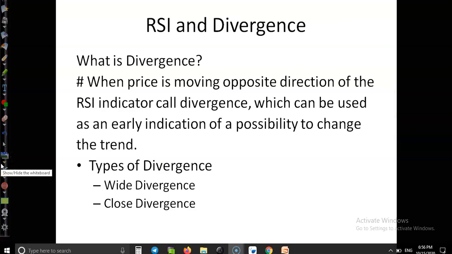RSI and divergence. What is divergence? When price is moving in the opposite direction of the RSI indicator, it's called divergence, which can be used as an early indication of a possibility of a trend change. Types of divergence: wide divergence and close divergence.